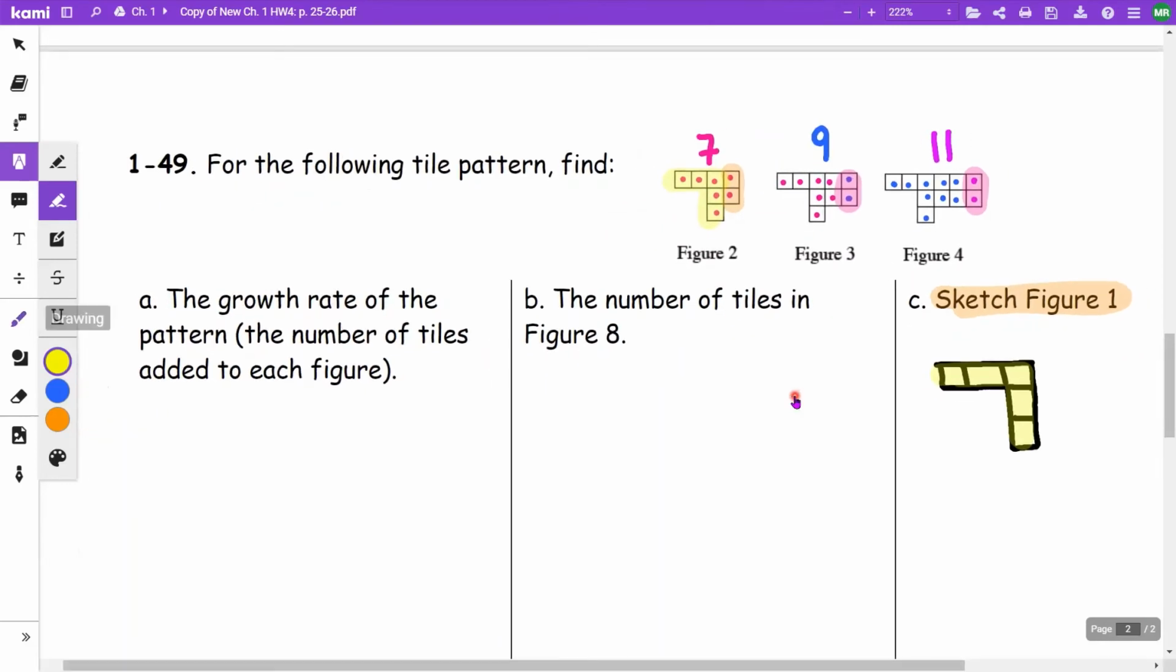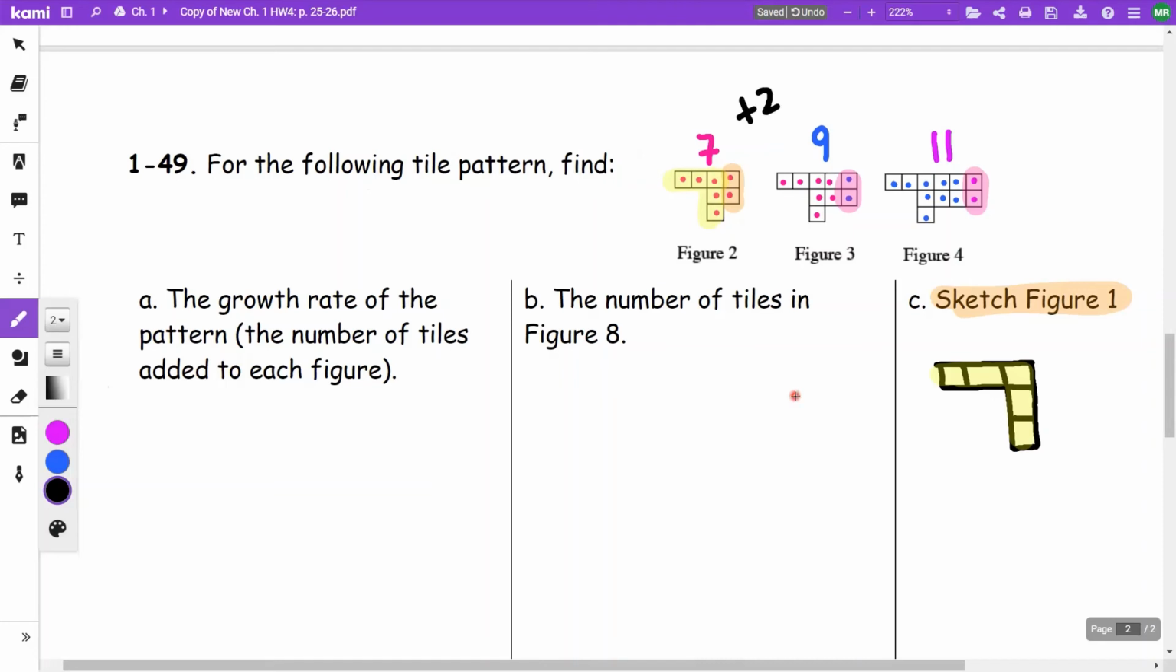It asks us what the growth rate is. How many are we adding each time? So I'm adding 2, I'm adding 2, I'm adding 2 each time. So my growth rate is adding 2.